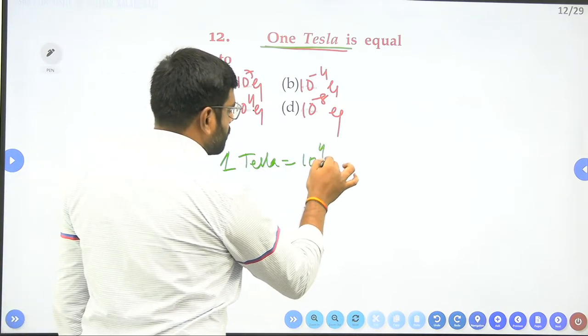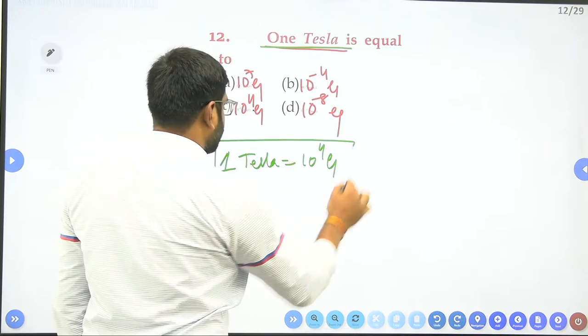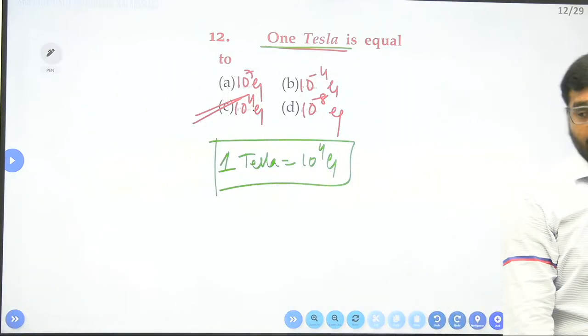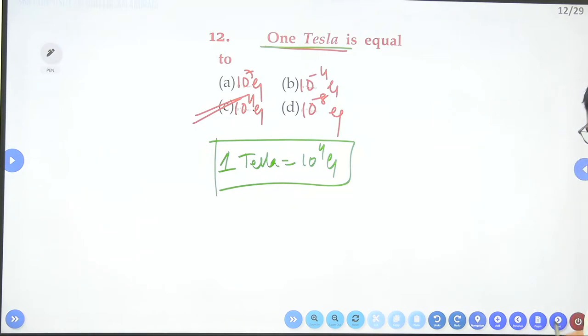1 Tesla is equal to 10 raised to 4 Gauss. That is, the third option is correct. So let's see the next question.